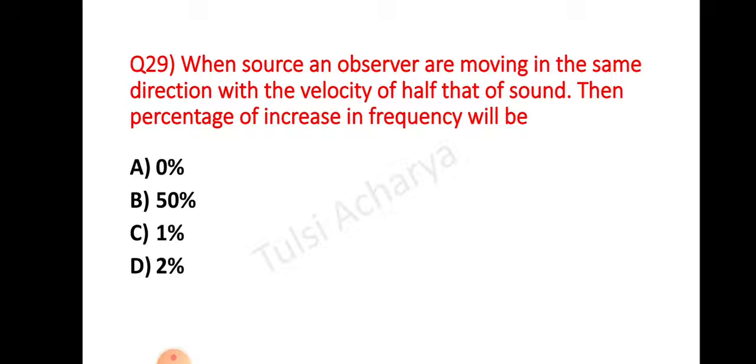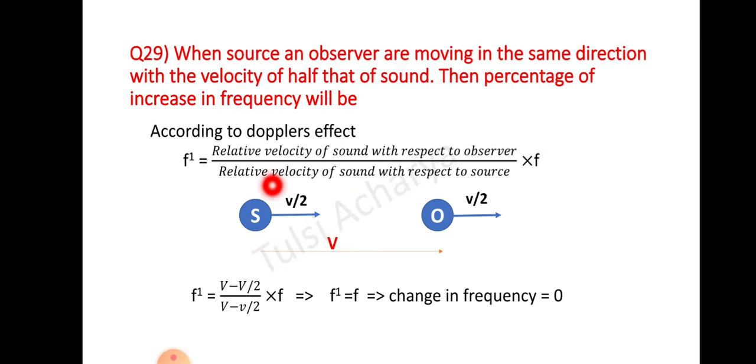Now let's move to question number 29. When source and observer are moving in the same direction with the velocity of half of sound, then what is the percentage increase in frequency? This is from Doppler's effect. In Doppler's effect, we know that the apparent frequency is the relative velocity of sound with respect to observer divided by the relative velocity of sound with respect to source, into natural frequency.